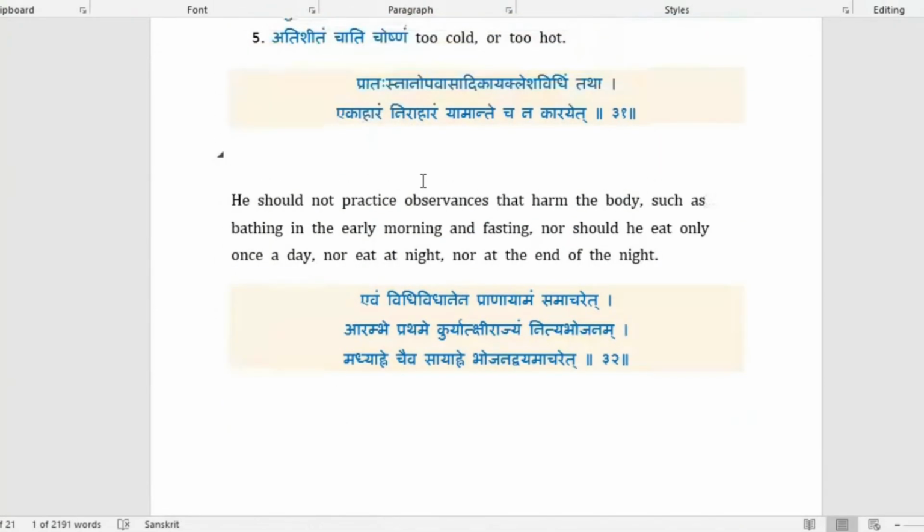He should not practice observances that harm the body. So he should not practice things that will be harmful for his body.